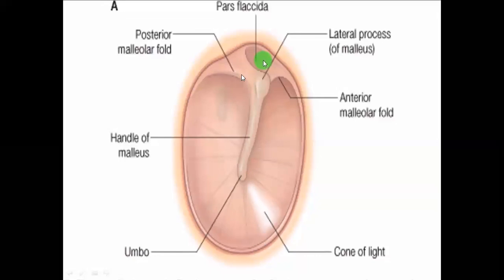So the tympanic membrane has the attachment of the handle of the malleus. The anterior and posterior malleolar folds are present over the lateral process of the malleus, and this is the slackened membrane, loose and slackened. This is called the pars flaccida.